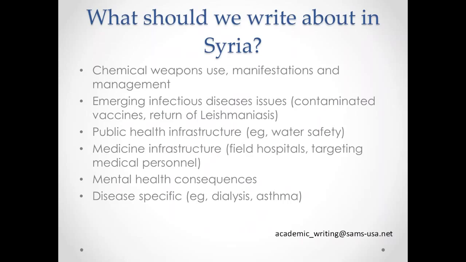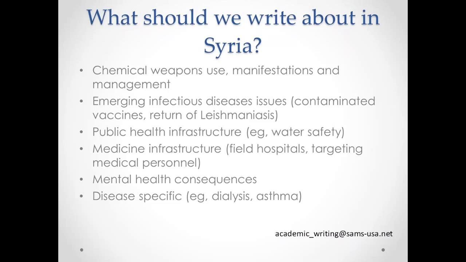Now, what should we write about in Syria? So I gave you a lot of examples. Things that just come to mind if you think about it: chemical weapons use, manifestations and management. Not a lot has been written about it. I showed you in PubMed there are only 16 that showed up. There should be hundreds or thousands of things written about chemical weapon use. So this is an area, I think, where you can target your effort.